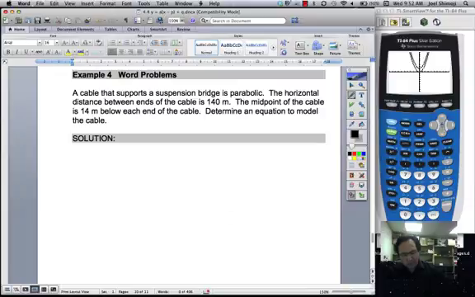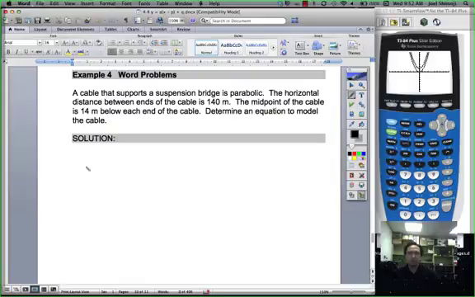Okay, for these ones I recommend that you draw a picture for sure because there's a little bit of a problem here. So a cable that supports a bridge is parabolic. Okay, so there's the cable here. The horizontal distance between the ends of the cable is 140 meters. Okay, so we'll put the 140 here and here. And the midpoint of the cable is 14 meters below. So what if we made the vertex of the parabola here and put that in a Cartesian plane? So that's at 0, 0. Okay, so we know that this distance here is 14 meters. Okay, so sometimes the diagram helps with this. We'll call this point here 0, 0.